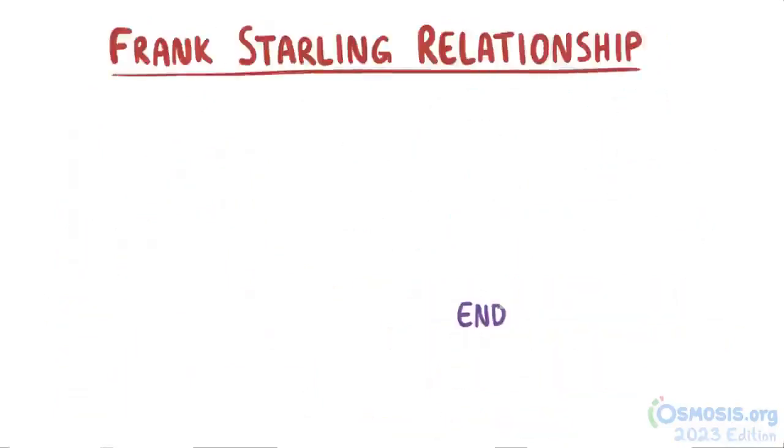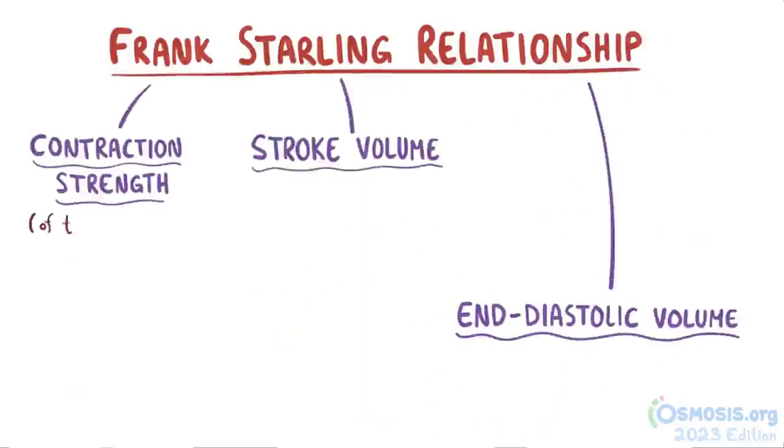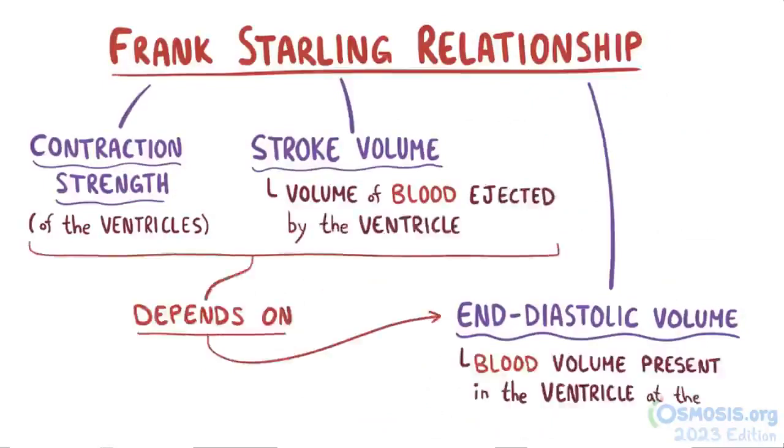Alright, as a quick recap, the Frank-Starling relationship between end diastolic volume, contraction strength, and stroke volume states that the strength of ventricular contraction and the volume of blood ejected by the ventricle depends on the blood volume present in the ventricle at the end of diastole.